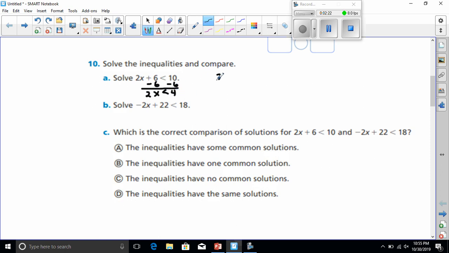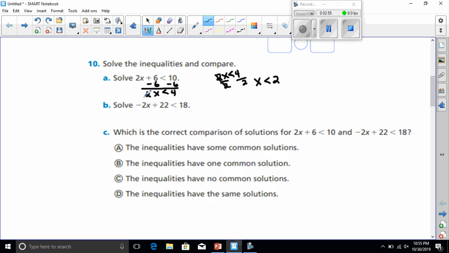Let's bring this over here. 2x is less than 4. And now I know I have to divide 2 away, which means I'll divide the other side. And that's going to leave me with x is less than, 4 divided by 2 is 2. All right, and over here the 2's are canceling out, so that left x all by itself. So the answer to this one is x is less than 2.